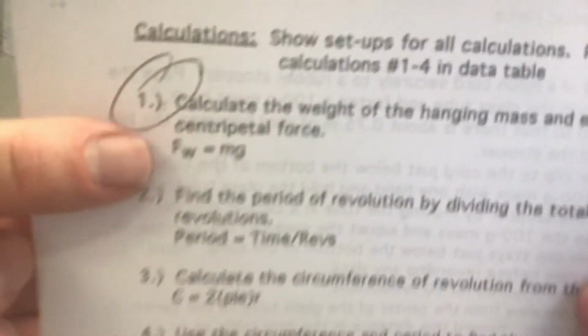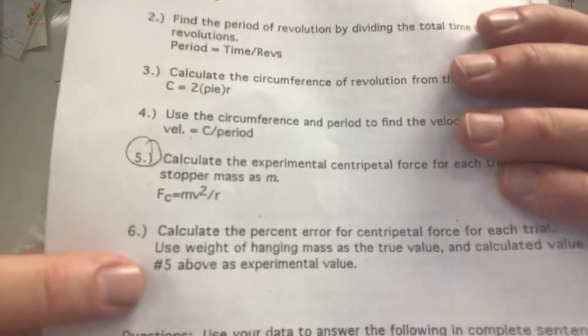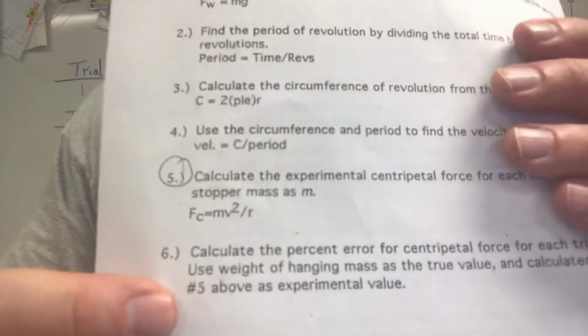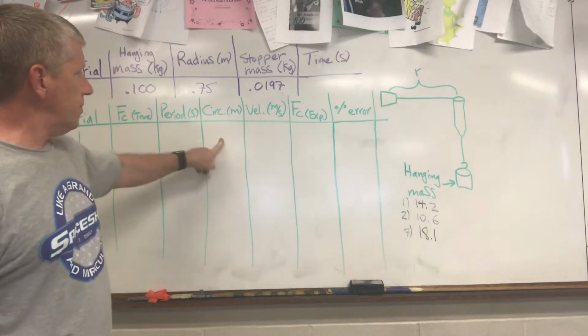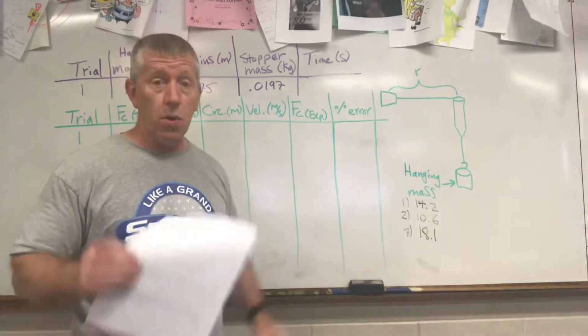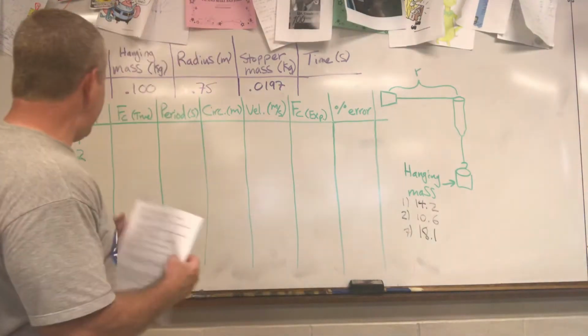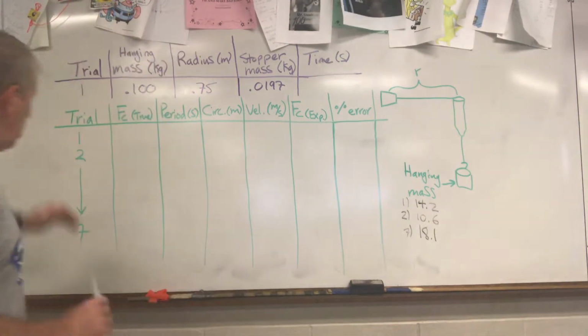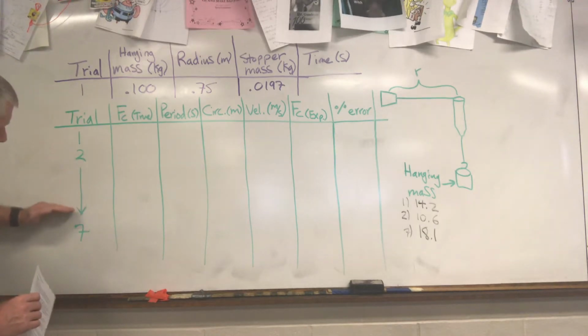Now, each one of these calculations, you have to do each one of these 6 calculations. 1, 2, 3, 4, 5, 6. Yes, they correspond to our calculation table. And when we do a calculation, we'll put it in the table. This has to occur for all 7 trials. 1, 2, 3, 4, 5, 6, 7.